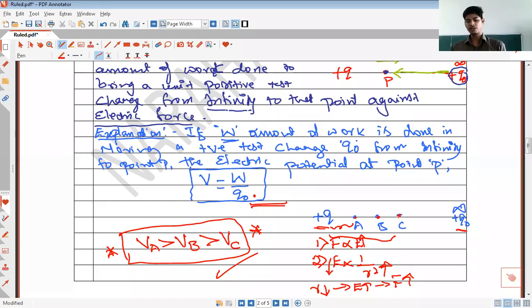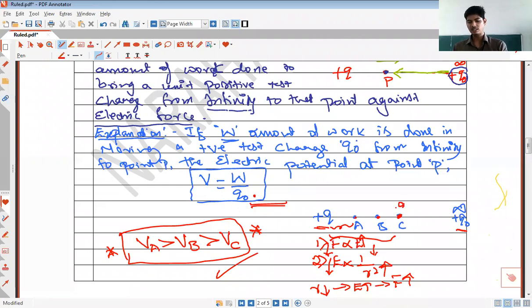So at point C, the strength of the electric field is less. If the strength of the electric field is less, automatically the force will also be less. So near this point there is not much electric force, not much force of repulsion. So we say it is comparatively easy to move the test charge from infinity to point C.